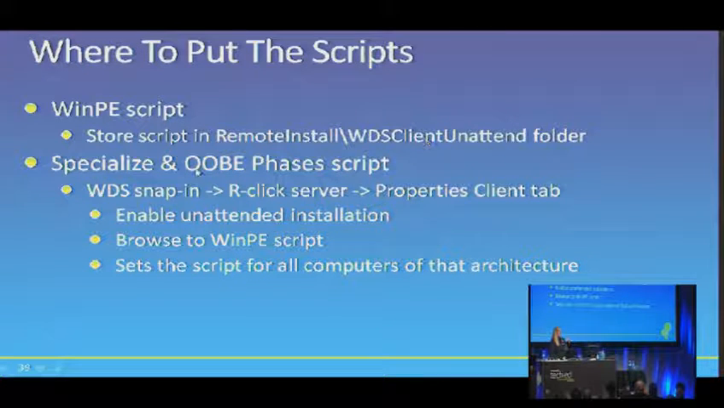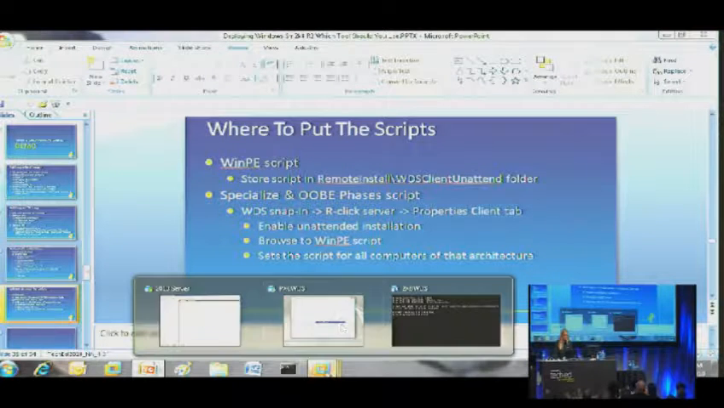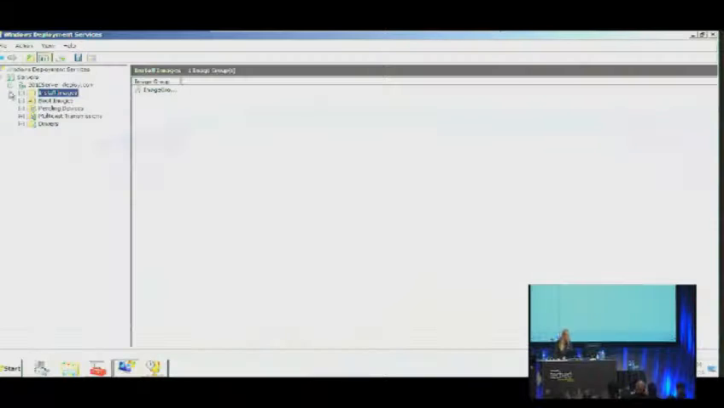The second script, within the WDS snap-in, you'll right-click the server properties, go to the properties client tab and tell it to enable. In fact, let me show you this just real quick. I don't have that much left.